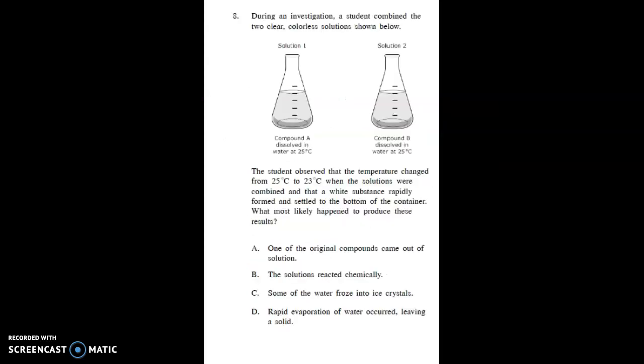Question 8. During an investigation, a student combined the 2 clear, colorless solutions shown below. Solution 1. Compound A dissolved in water at 25 degrees Celsius. Solution 2. Compound B dissolved in water at 25 degrees Celsius. The student observed that the temperature changed from 25 degrees Celsius to 23 degrees Celsius when the solutions were combined, and that a white substance rapidly formed and settled to the bottom of the container.